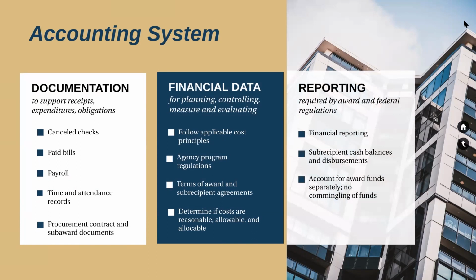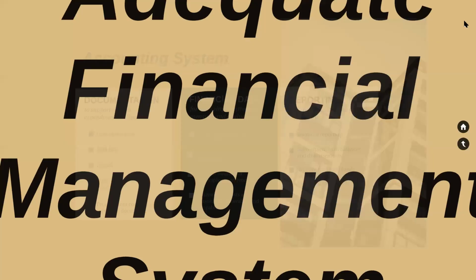Recipients must establish reasonable procedures to ensure they receive reports on subrecipients' cash balances and cash disbursements in sufficient time to enable them to prepare complete and accurate cash transaction reports to the awarding agency. Accounting systems must be able to account for award funds separately. By maintaining documentation to support all receipts, expenditures, and obligations of federal funds separately for each award, you will be able to ensure there is no commingling of funds.